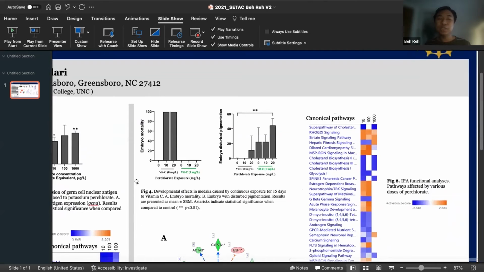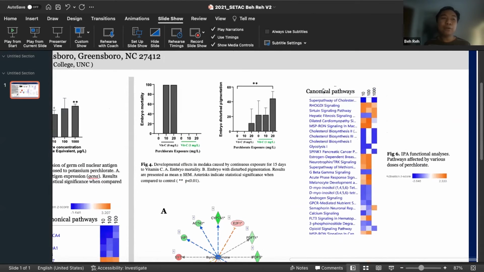And then we also did co-exposure with vitamin C to see if the nutritional supplement that we take every day could help our health. So we used 1 milligram of vitamin C, co-exposure with perchlorate. And we found that it highly reduced the mortality rate caused by perchlorate. But at the same time, we also found that vitamin C causes an increase in depletion of the pigmentation of the embryo. So this shows that vitamin C is helpful, but at the same time, it also causes side effects.